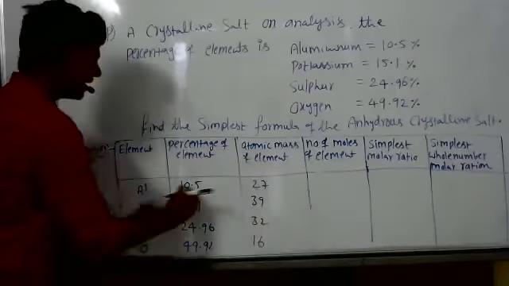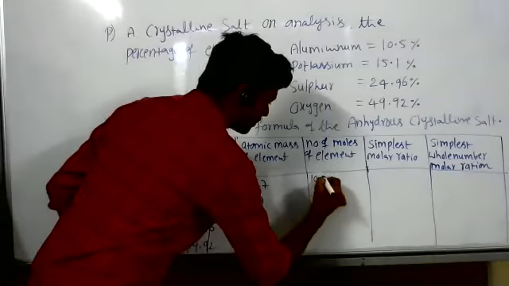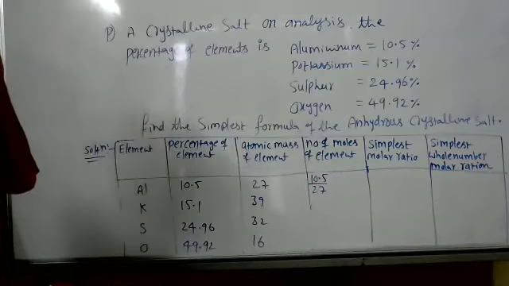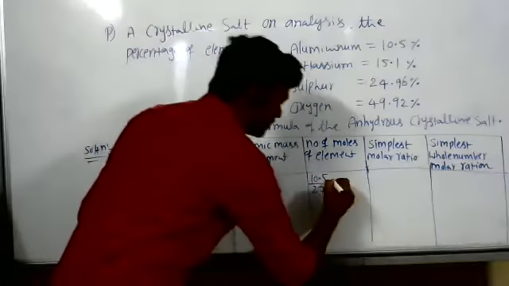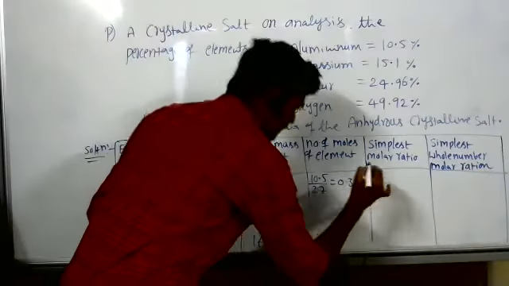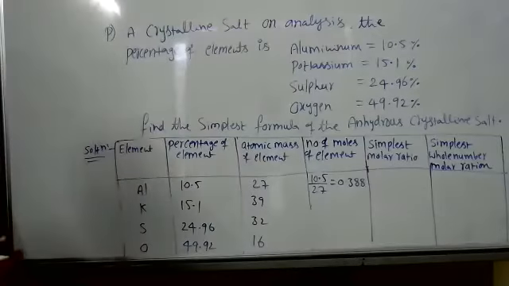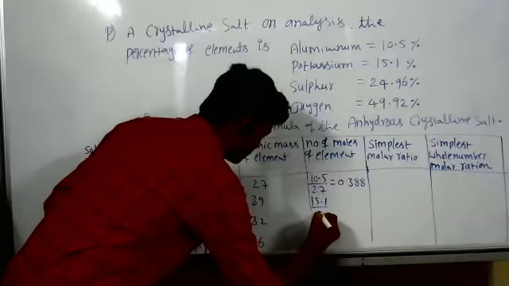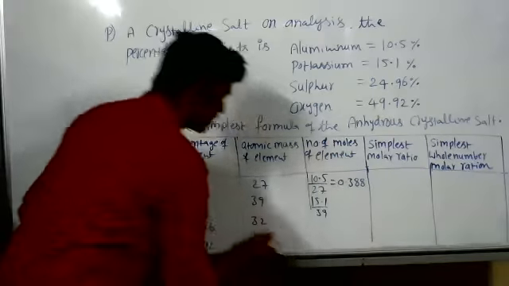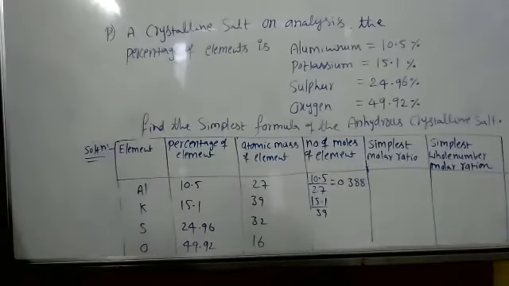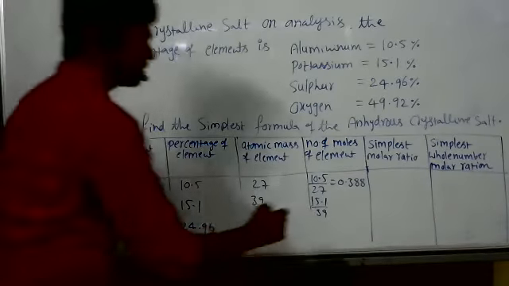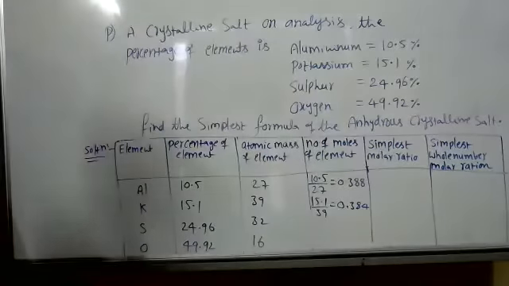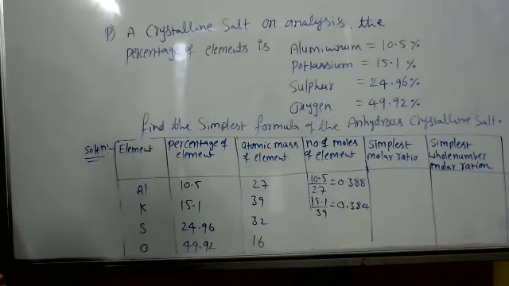Tell me how many moles here? 10.5 divided by 27. 0.388. Next, potassium, 15.1 divided by 39. Take here, you're writing 15.1; you take 15 by 39. So 0.384. If we take 15.1, it comes 0.387.